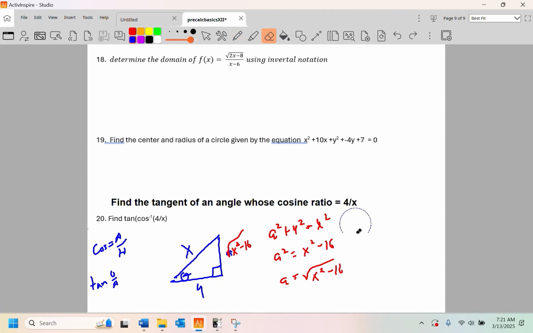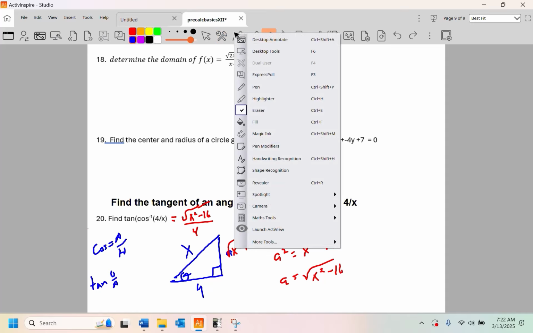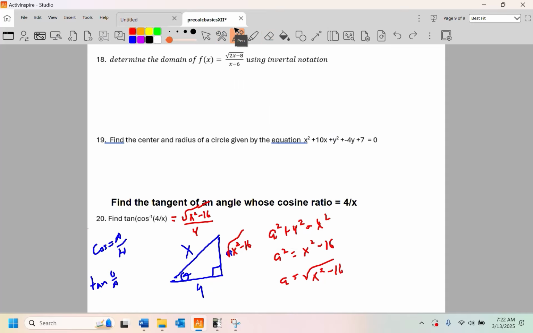All right, so moving forward, now I can do the tangent ratio. The tangent of this angle would be opposite over adjacent, which is root of x squared minus 16 over 4, which is not something like the root of x squared minus 4. Don't be that kid who creates their own thing that nobody has ever shown them, because it doesn't work. I've never seen it work. You don't know why? Ask me one day and I'll tell you.